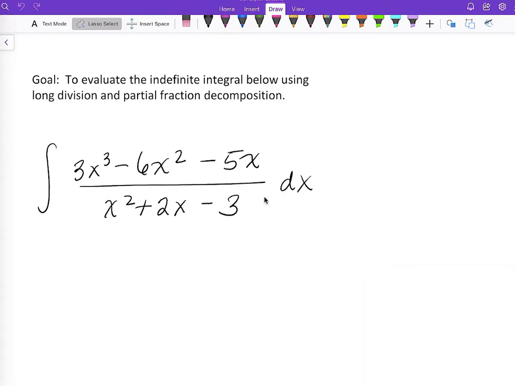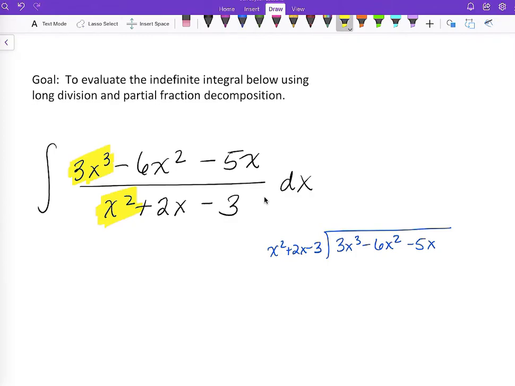Okay, the first thing that you want to notice as we work through this problem is that the numerator is a higher degree than the denominator. When this happens, your first line of defense should be to do long division. So I'm going to take the numerator, 3x cubed minus 6x squared minus 5x, and do long division with x squared plus 2x minus 3.